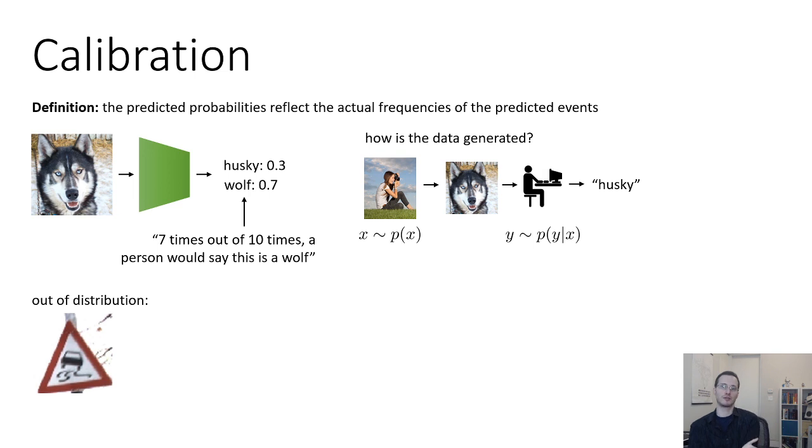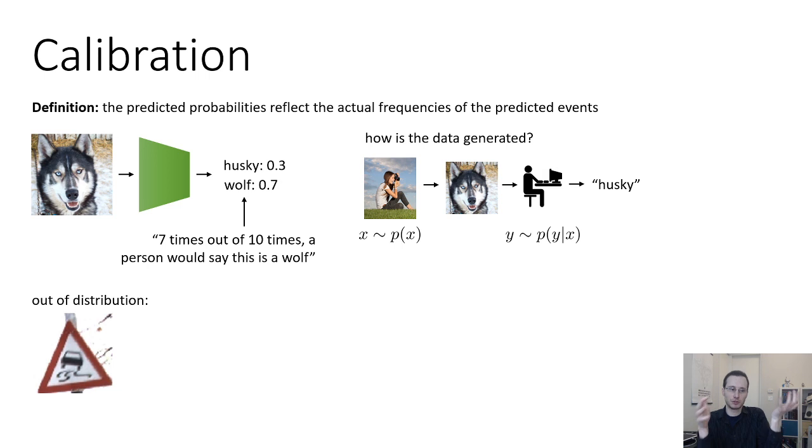Let's say that you get an out-of-distribution image. Let's say you have a network that classifies between huskies and wolves. So it's just a binary classification problem, and you show it a road sign. Okay? Well, imagine presenting this to a person. You take your average person off the street, and you tell them, you've got 2 buttons, a wolf button and a husky button. Push one of those 2 buttons, and here's a picture of a road sign.